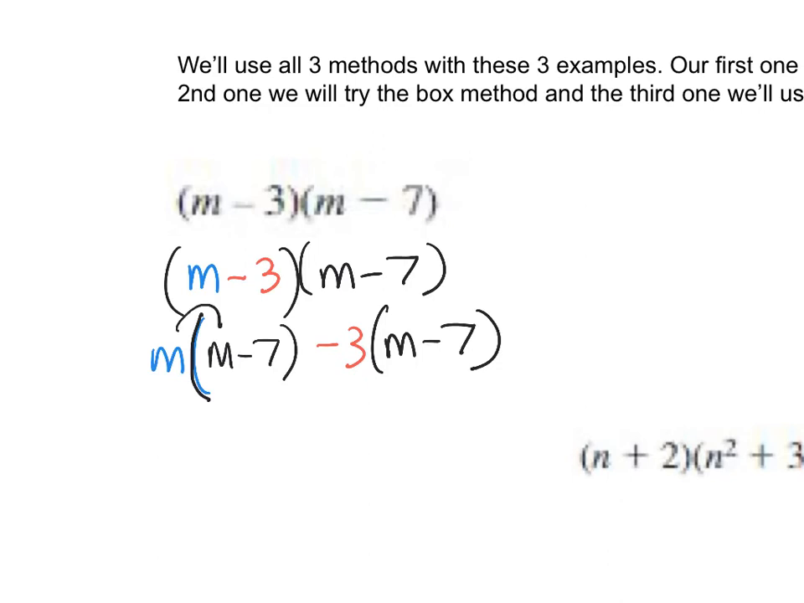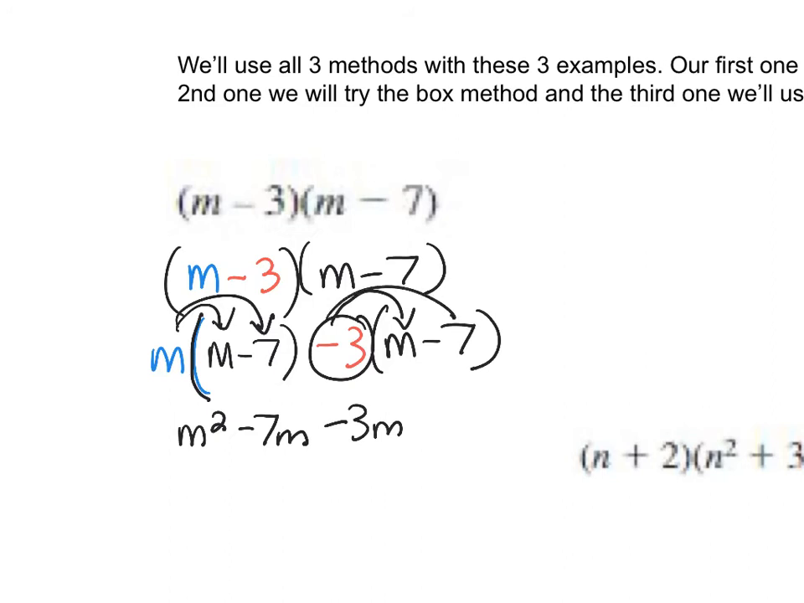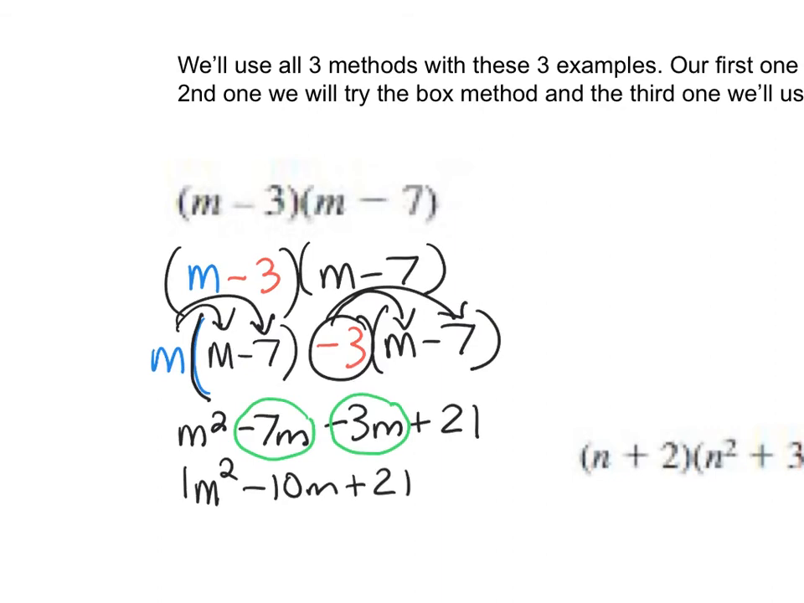So now you'll double distribute. So you've got m times m is m squared, minus 7m. A negative 3, don't forget to take the sign with you, minus 3m or negative 3m, and a negative times a negative is a positive. So now I look for like terms. I don't see any to start. I've got m squared or 1m squared, but I do immediately see a negative 7m and a negative 3m, so that's minus 10m or negative 10m plus 21.